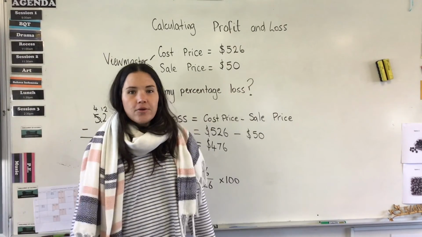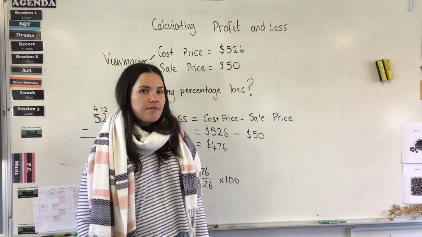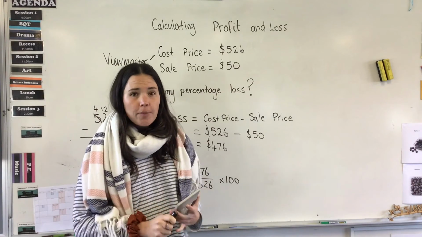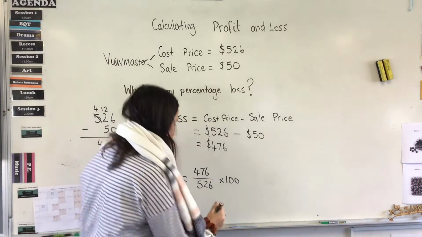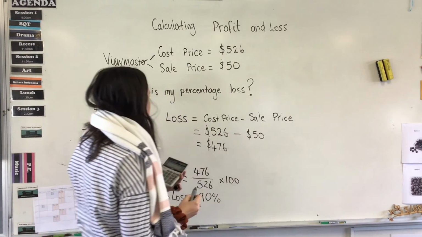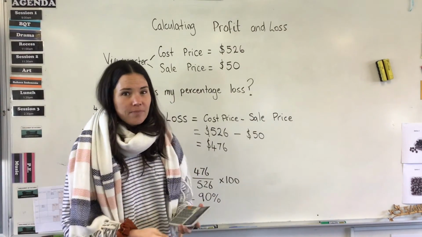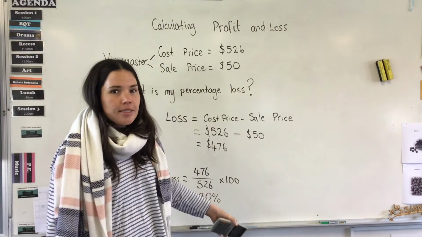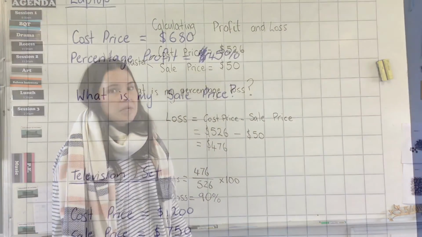Because percentages are already a decimal of something, we don't want decimal numbers in our percentage. So I'm going to round that to 90%. This means that I made a 90% loss when I sold my Viewmaster on eBay.